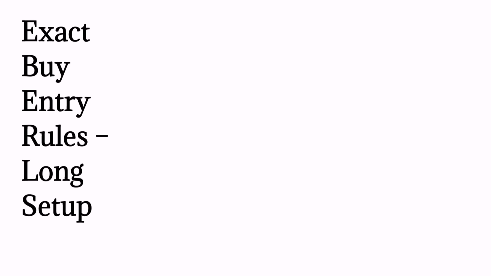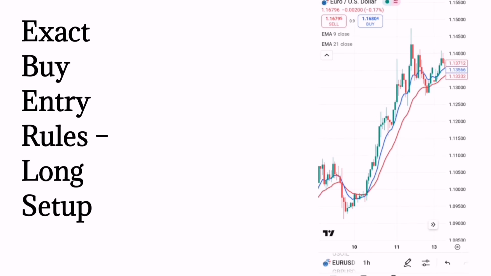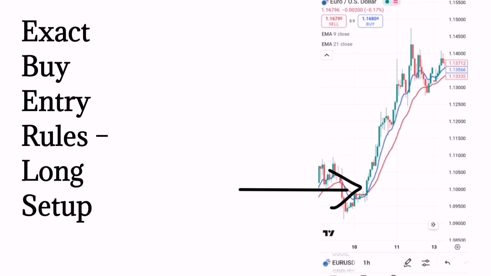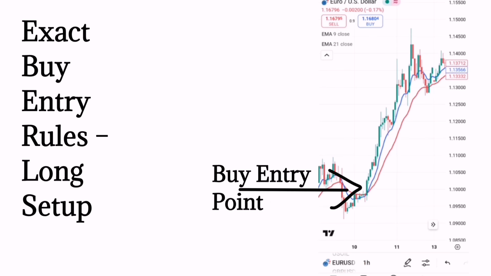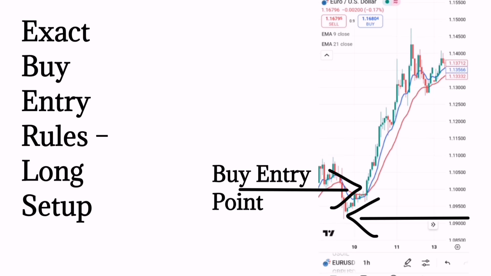Exact buy entry rules, long setup. Let's define precise rules for entering a buy trade. Condition 1: 9 EMA must cross above 21 EMA. Condition 2: The crossover should happen above a strong support level. Condition 3: Wait for the current candle to close after the crossover.